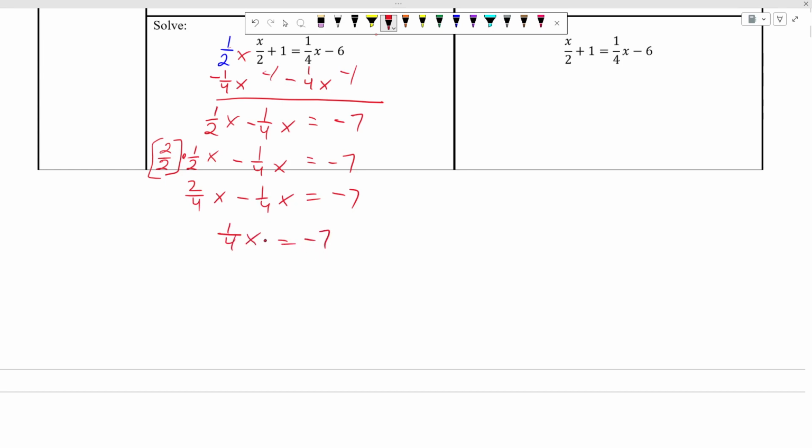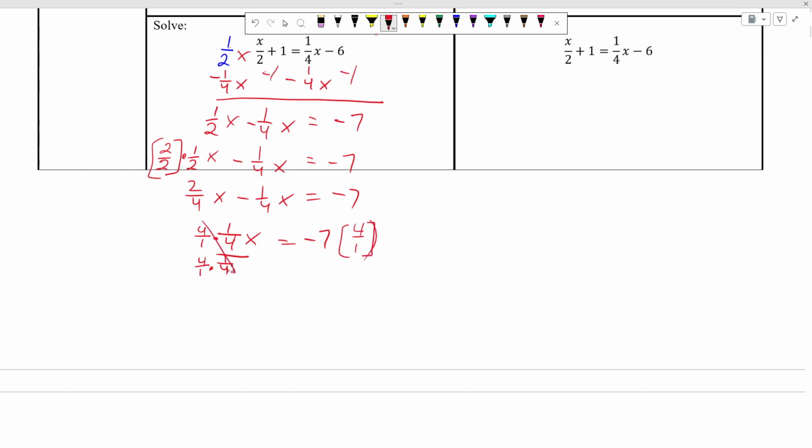Now, I wish I could say I was done, but I'm not because I still have x not all by itself. I have x being multiplied by 1/4, so I must divide by 1/4. And when I divide by a fraction, in reality, what I am doing is multiplying by its reciprocal. So that's what's going to happen here. I do the same to the bottom part of the fraction, the top of the fraction, and to the other side of the equation itself.